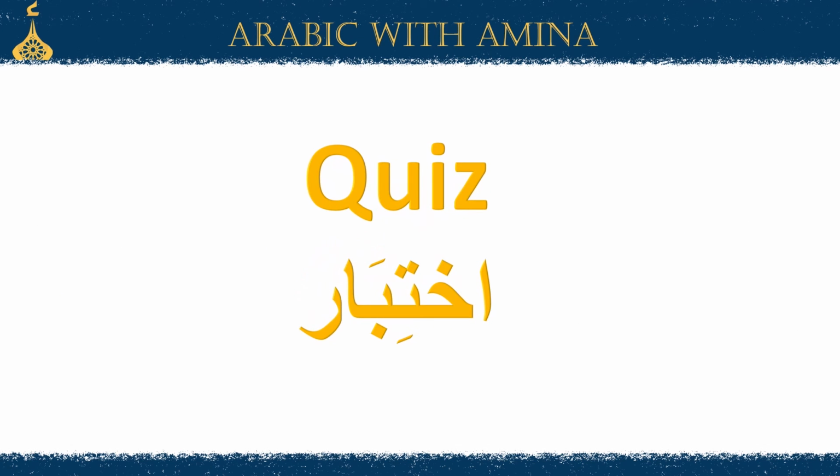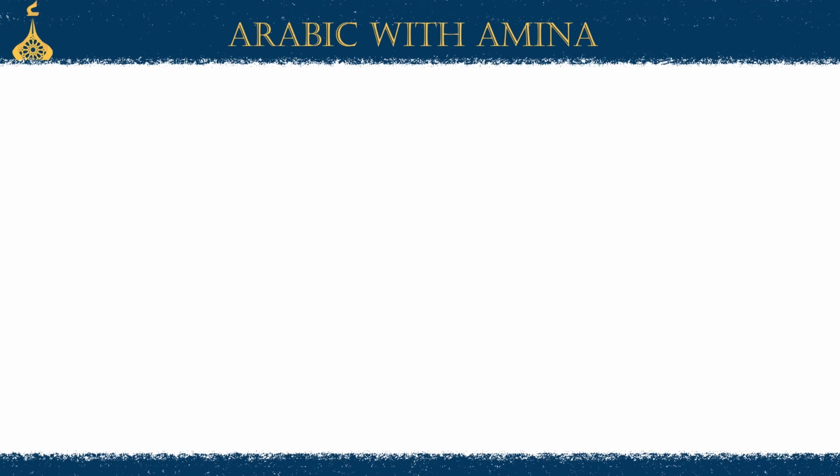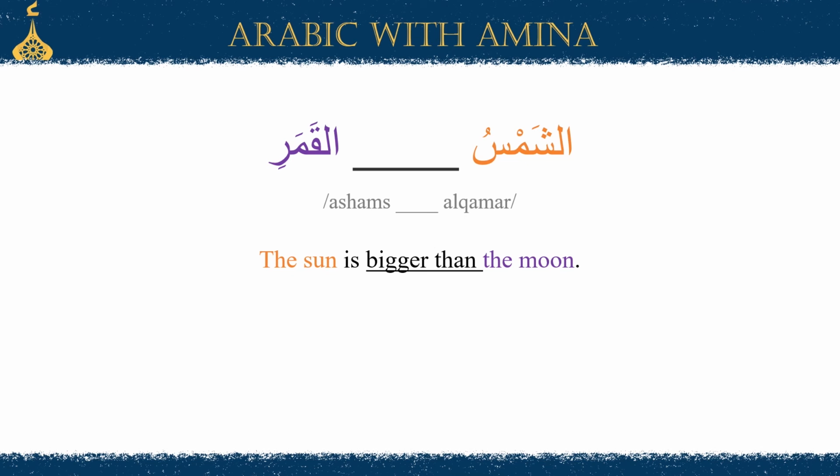Now that we are finished with our lesson, we are going to have a short quiz. Our first question is fill in the blank. الشمس blank القمر. What I want you to say in this sentence is actually the sun is bigger than the moon. The missing piece here is bigger than. If the root of the word bigger in Arabic is kabara, how would we fill in the blank to say the sun is bigger than the moon?